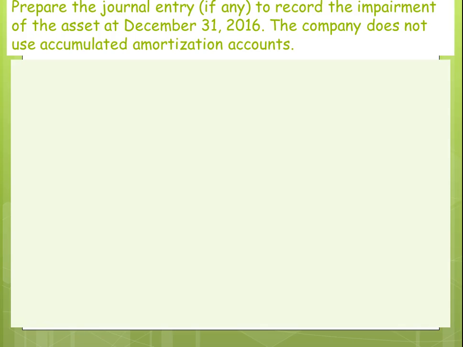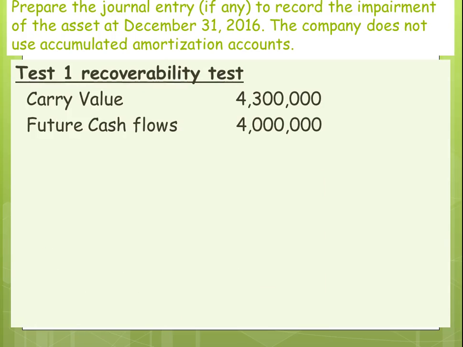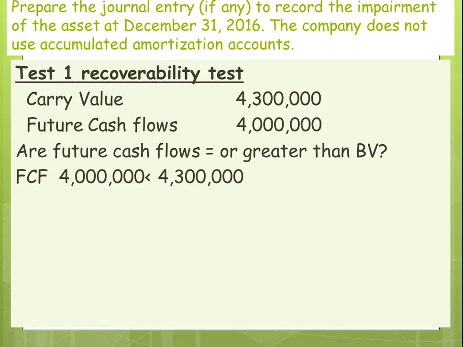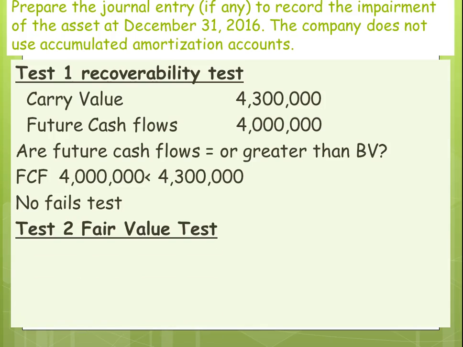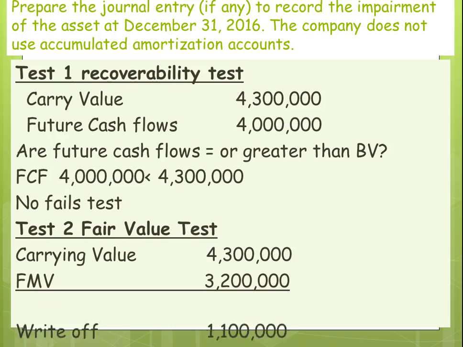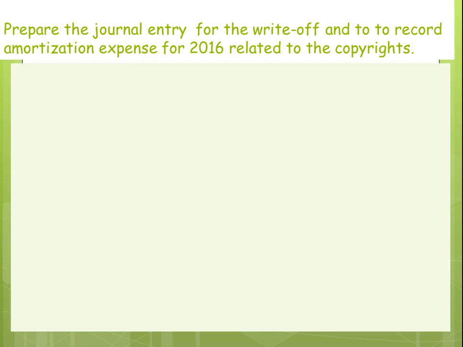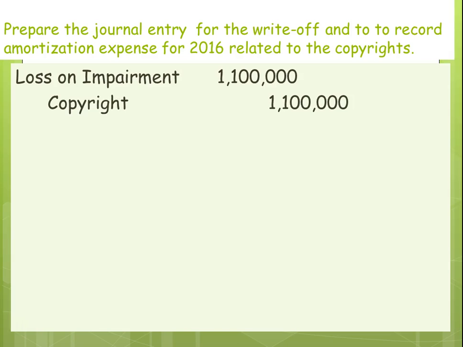So we're going to prepare the journal entry. First, we're going to go through our two tests. Our carrying value is 4.3. Our first year cash flows are 4, which means that we have failed the recoverability test, so we need now to go to the next step 2, which is the fair value test. And we're going to compare the carrying value to the fair market value, and we know now that we have to write off $1,100,000. So what we're going to do is write loss on impairment and take it against the copyright.